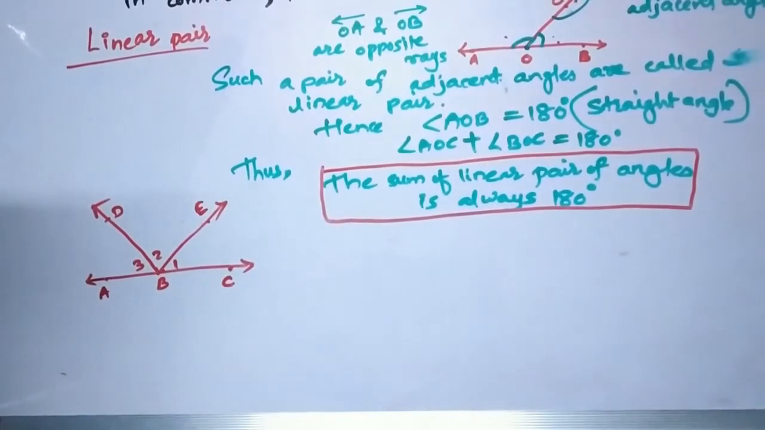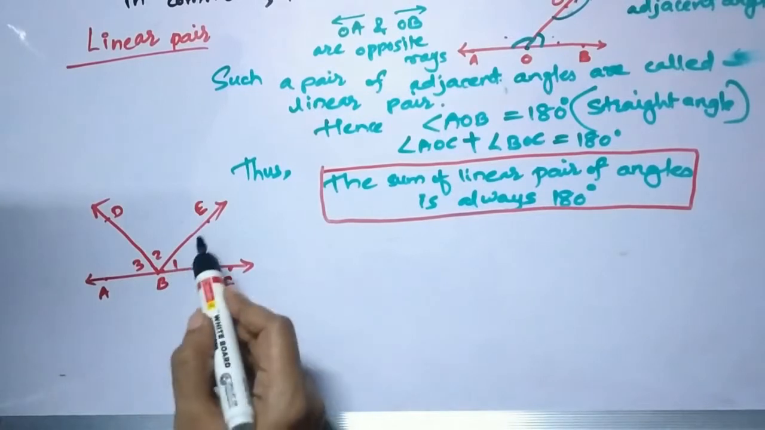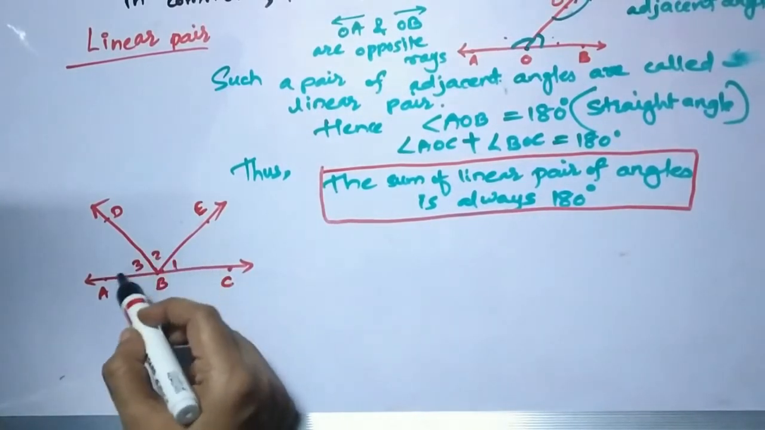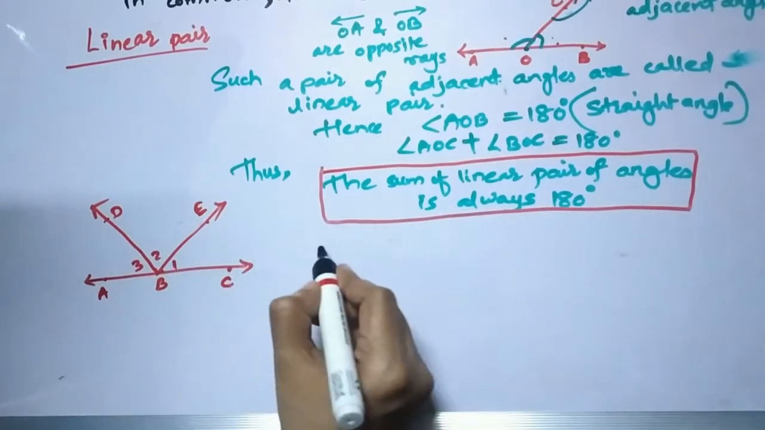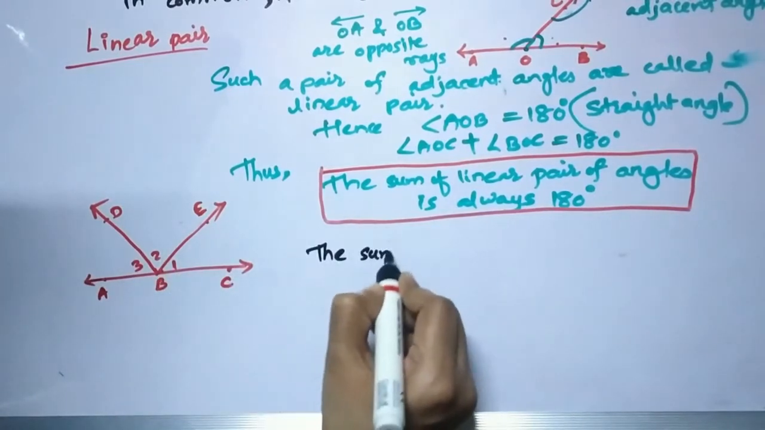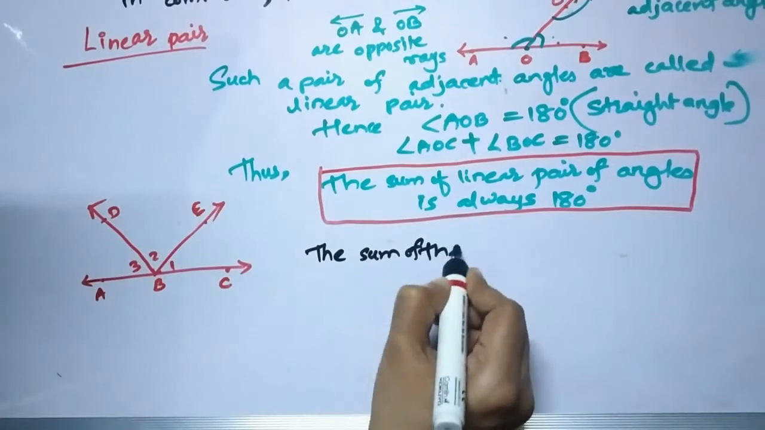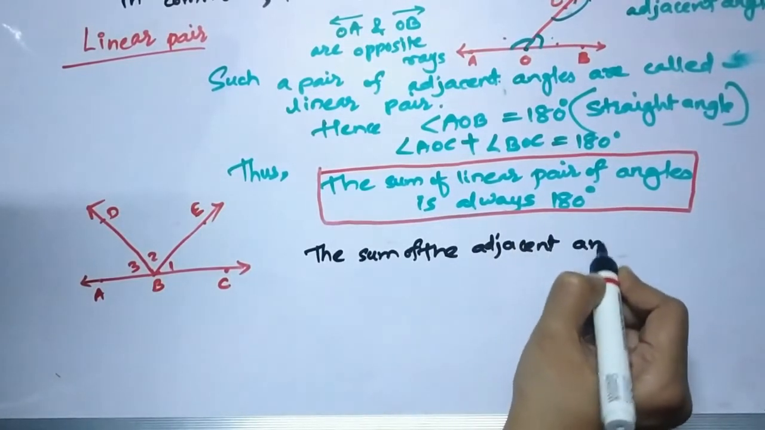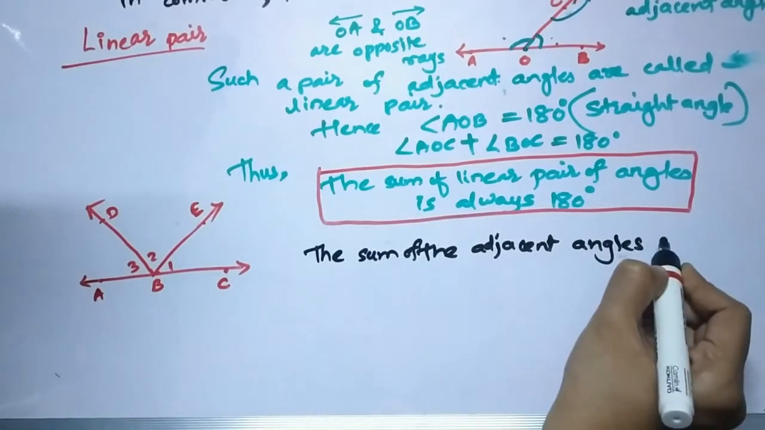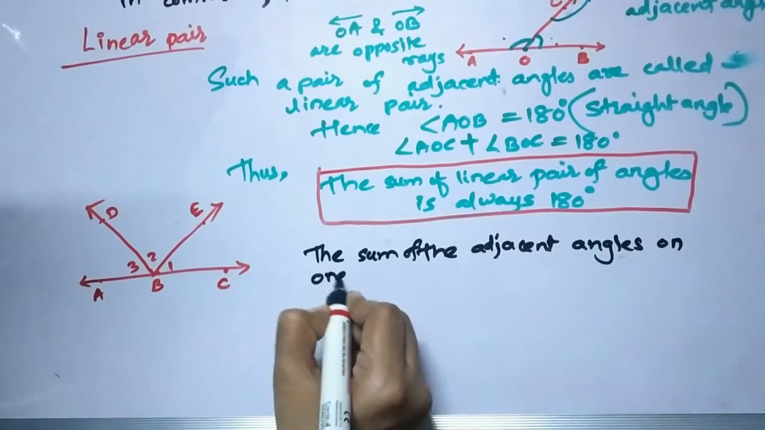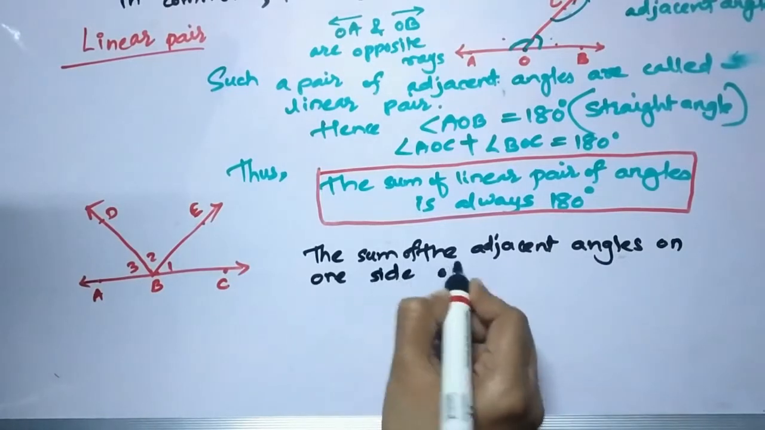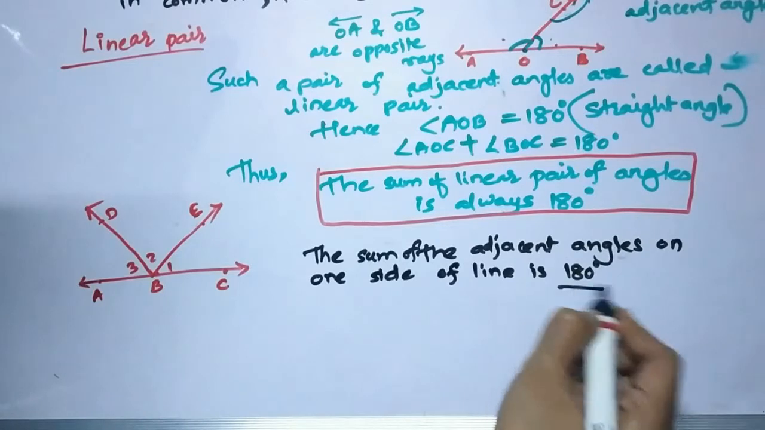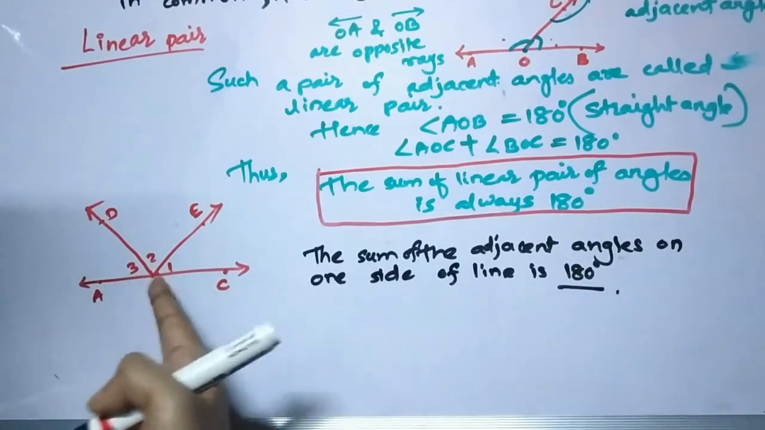So friends, if you see this diagram, here are the three angles. You can see angle 1, angle 2, angle 3, and these are all adjacent to each other. So if you notice them, the sum of the adjacent angles on one side of a line is 180 degrees. So this is 180 degrees, angle 1 plus 2 plus 3.